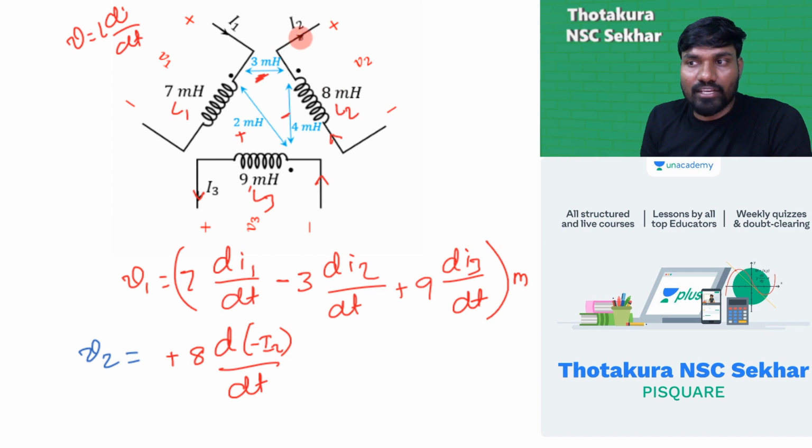Current is leaving here means I can find out this value. Current entering, this is the current entering point. This is positive, this is negative. So if this is minus I2, the red one, what I have given here, this is an interesting part. If this is V2, this will be minus V2 with respect to this polarity.